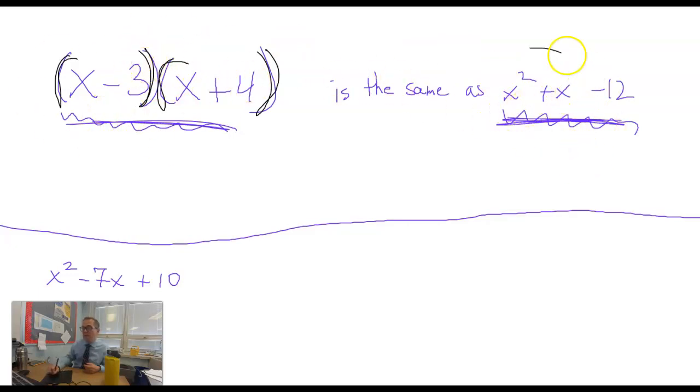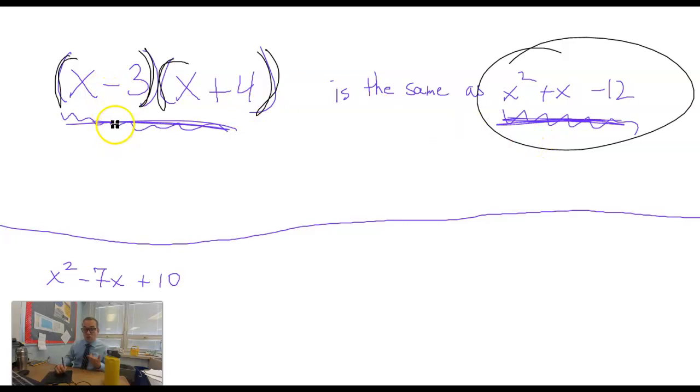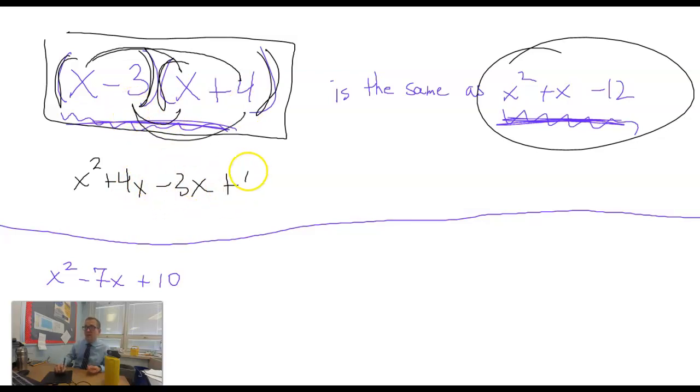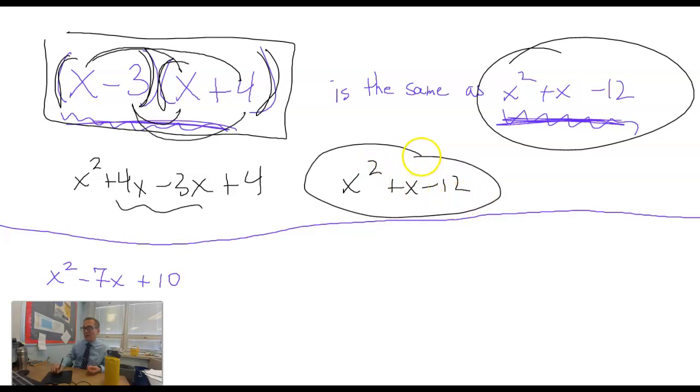Factored form, standard form. I can show that they're equivalent if I had to by taking this form and multiplying everything out. If I take x times x and x times 4, if I then move on and take negative 3 times x and negative 3 times 4, and I combine these like terms, I can see that this does multiply out to make x squared plus x minus 12, and the factored form of x squared plus x minus 12 is equal to this.